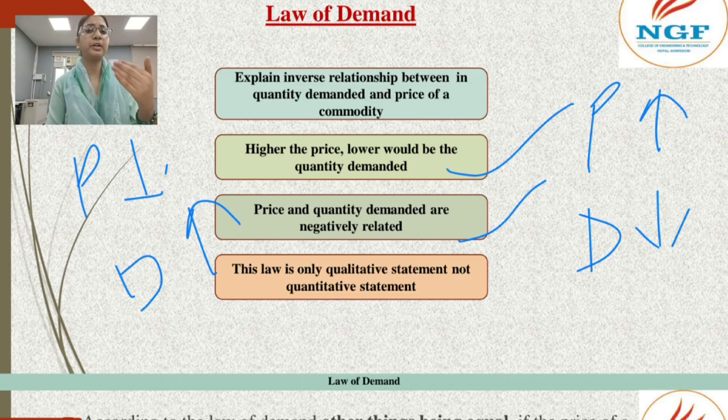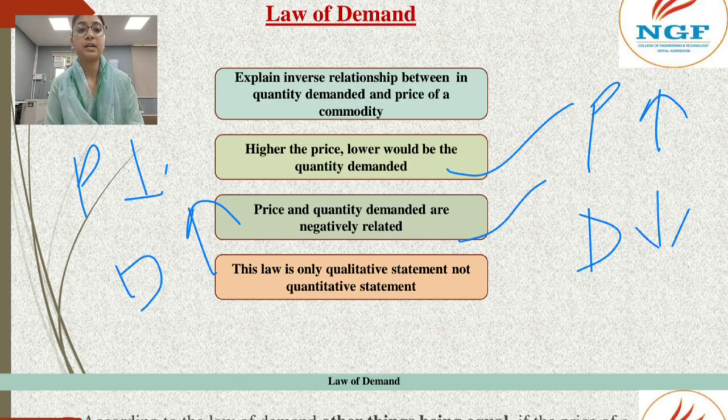In our day to day life we can see many examples of them. Like you can take the example of tea and coffee. When the price of coffee is decreased, we go for the coffee, and when the price of tea is decreased, we purchase more quantity of the tea. So this is an inverse relationship between both of them, a negative relationship between quantity demanded and price.